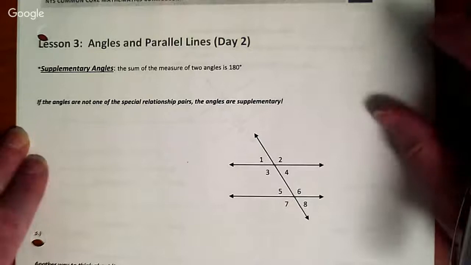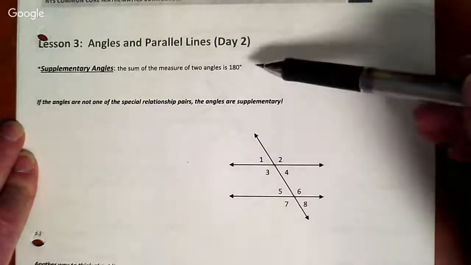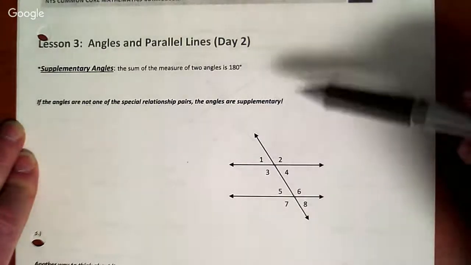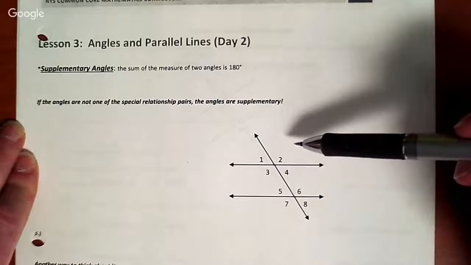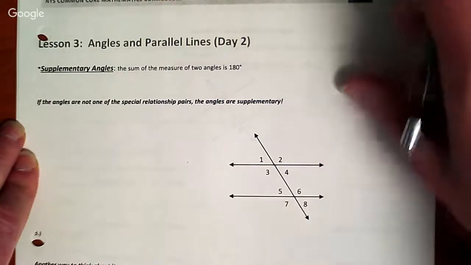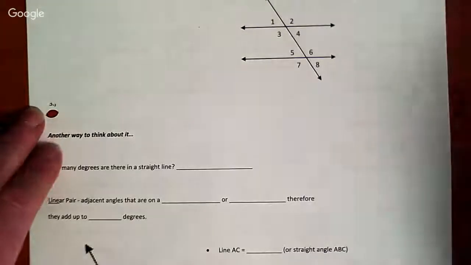Okay, this is Angles and Parallel Lines, Day 2, Lesson 3. As you remember, supplementary angles are the sum of the measure of two angles. And here, if the angles are not one of the special relationship pairs, the angles are supplementary. Okay, let's go down to the bottom where we can talk about a couple of things here.